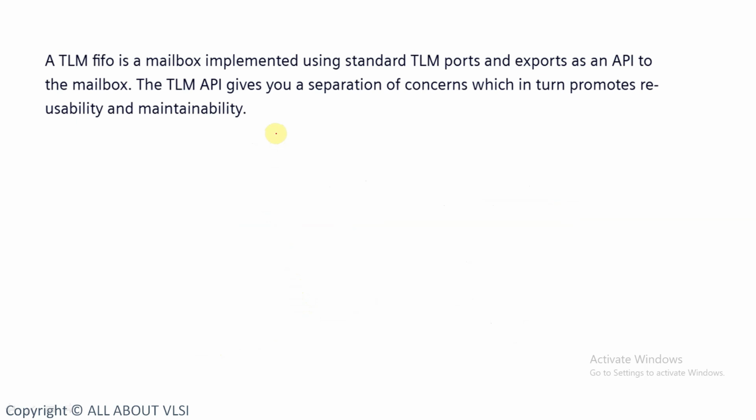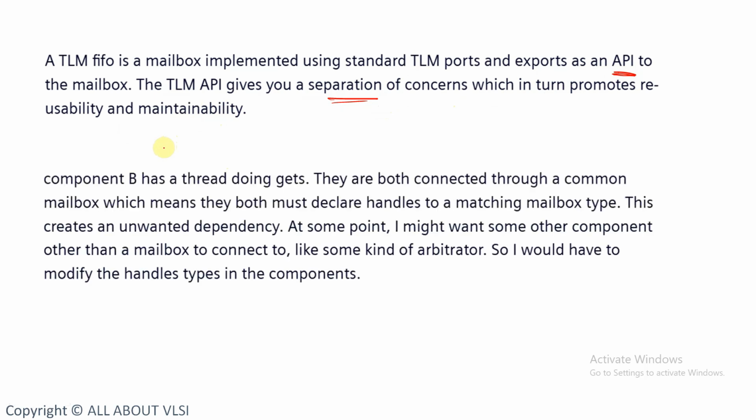A TLM FIFO is a mailbox implemented using TLM ports and exports as an API to the mailbox. In SV we were using the mailbox directly, but here we are replacing the mailbox with TLM FIFO. The TLM ports act as an API to the mailboxes, and the TLM API gives you a separation of concerns, which in turn promotes reusability and maintainability.